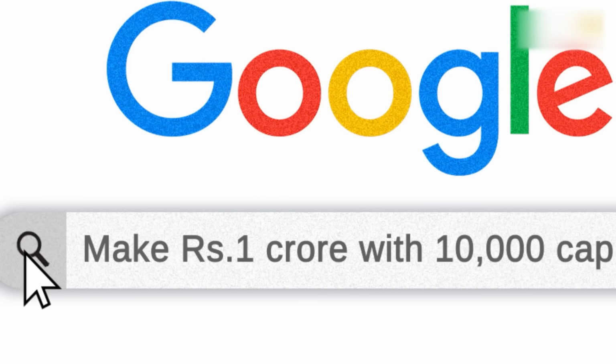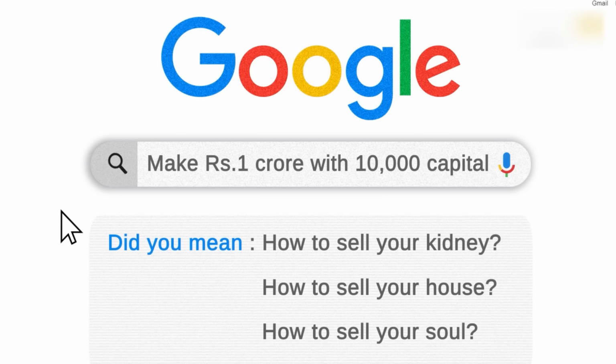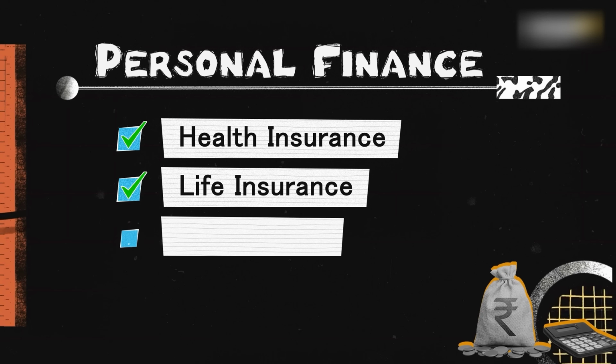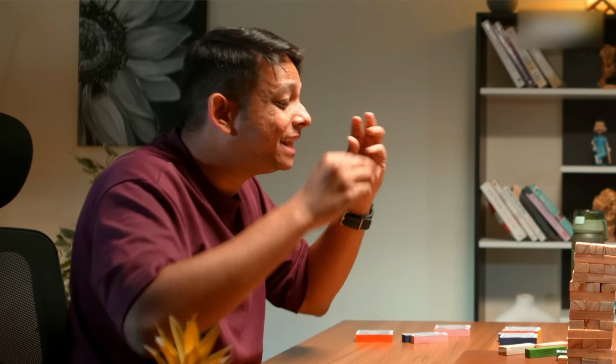Let's start with how much capital you have. I want to make 1 crore with 10,000. You have 10,000 rupees right now? Total? Yes. I was joking, sir. I have enough capital. What is enough? Have you figured out the stuff we discussed last time? Your health insurance, life insurance, emergency fund, all of those different things, investing, long-term SIP, and then if some money is left, maybe you trade.